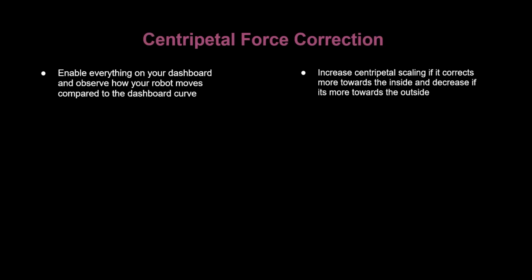And now that brings us to our centripetal force correction, which is very, very easy and intuitive to tune. You're going to enable all of your PIDs on your dashboard, and you're going to observe how your robot moves compared to the curve as represented on the dashboard. If you find that your robot is correcting more towards the inside of the curve, go ahead and increase your centripetal force. And if it's more towards the outside, go ahead and decrease your centripetal force. And that's the end of the tuning process. The tuning process I've had is pretty easy and simple.